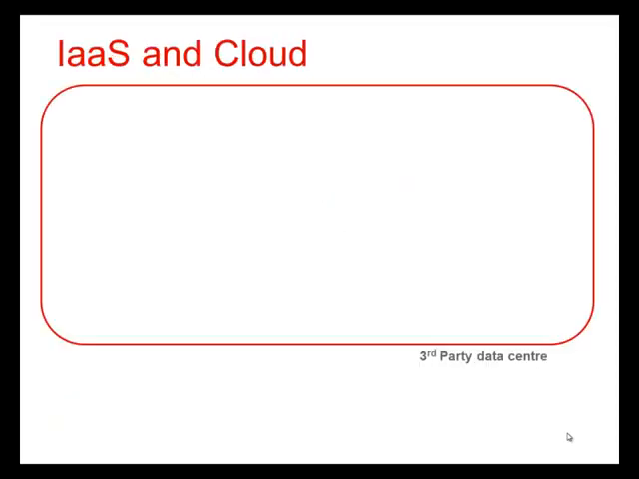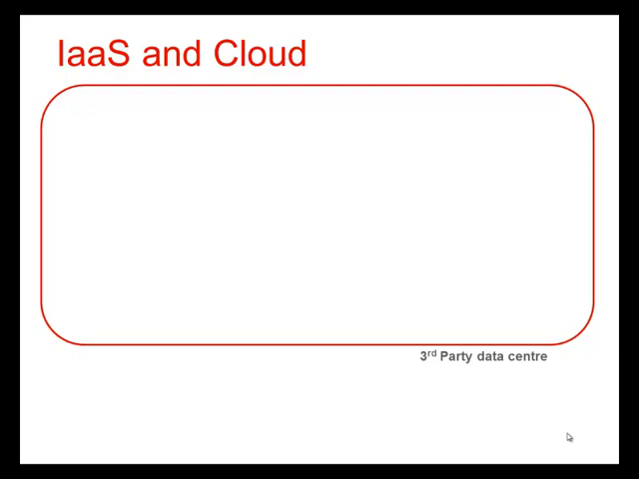So, from a definition point of view, infrastructure as a service and cloud. So firstly, what is IaaS, infrastructure as a service, all about? Well, infrastructure as a service is basically the ability of an organisation to consume computing resource on a recurring basis from a third party.